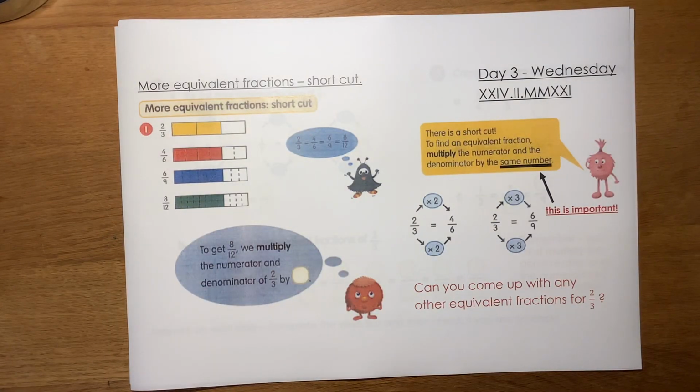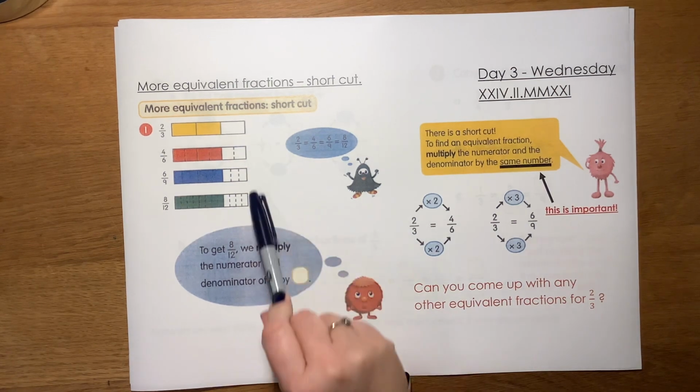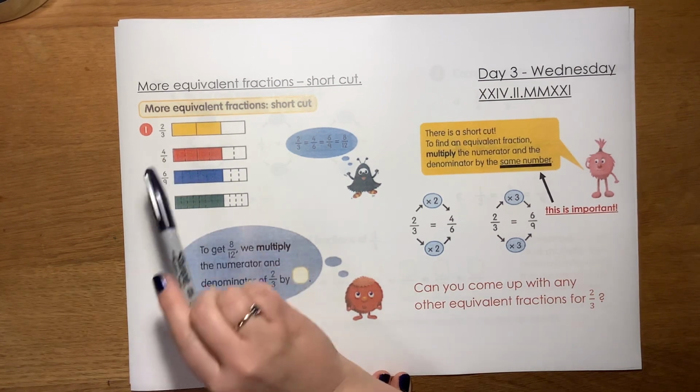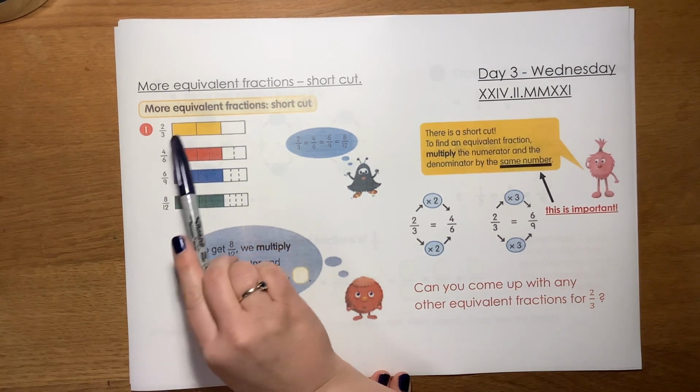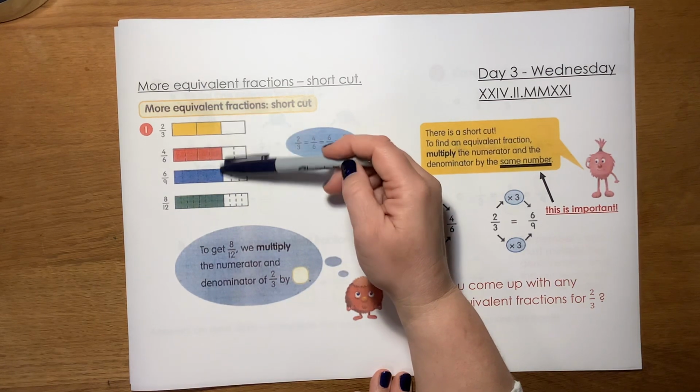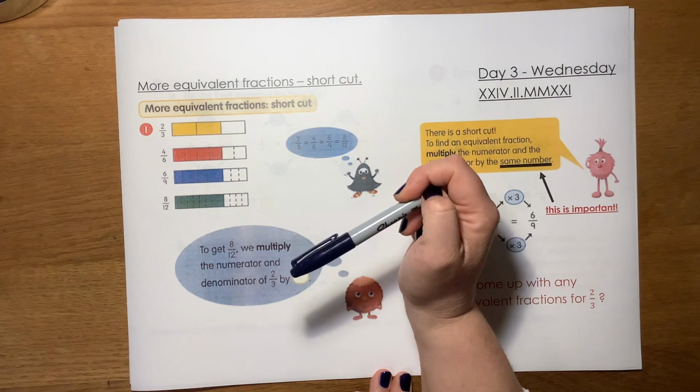We are continuing to look at equivalent fractions, but we are going to show you the shortcut method. There is a shortcut to find an equivalent fraction, and you may have noticed some patterns in yesterday's lesson. If we have a look here then, we've got 4 fraction strips. They are all the same size, so we can compare these fractions because each part of the fraction strip that's been shaded is the same.